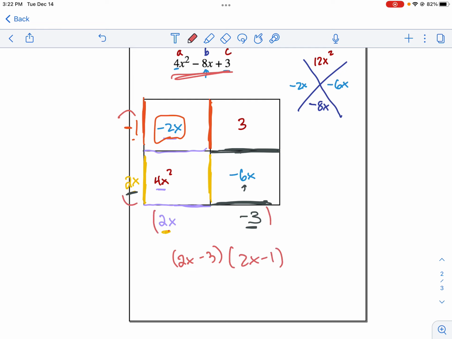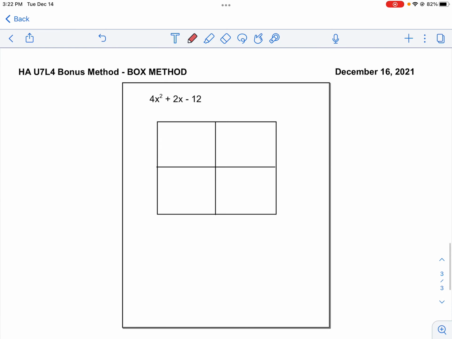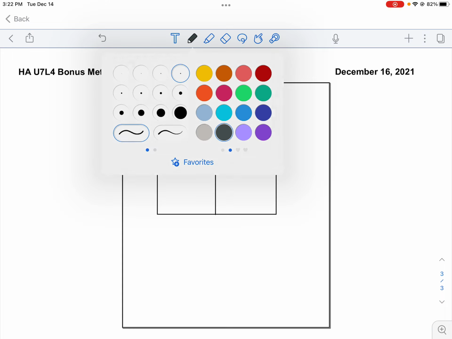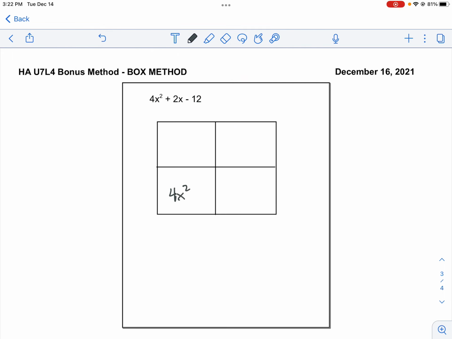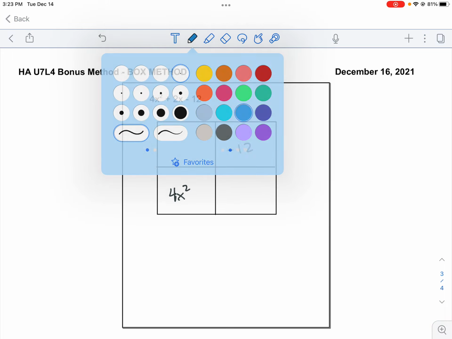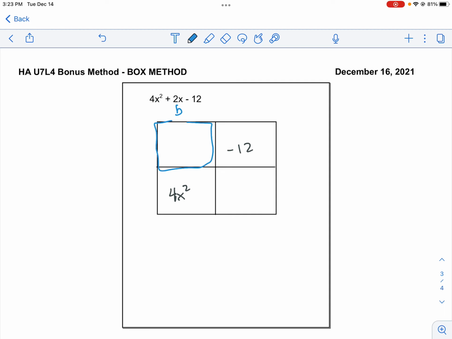That guy. I think I got one more final example for you here. So let's start from the beginning. I'm going to put A and C into diagonal boxes. And then B is going to split between these two. And however I split it needs to add back to 2x, and it needs to multiply to negative 48. Same exact as A times C. 4 times negative 12 is negative 48.